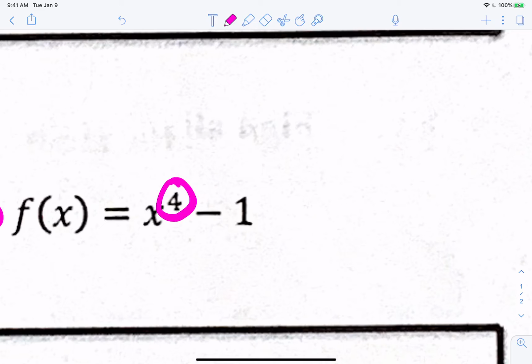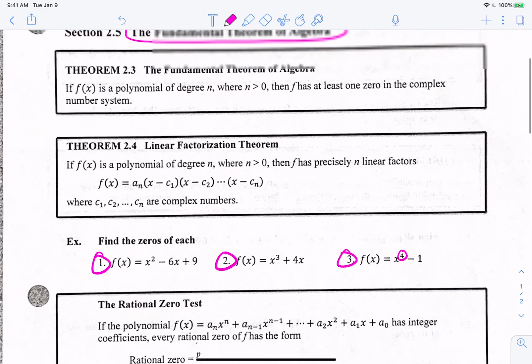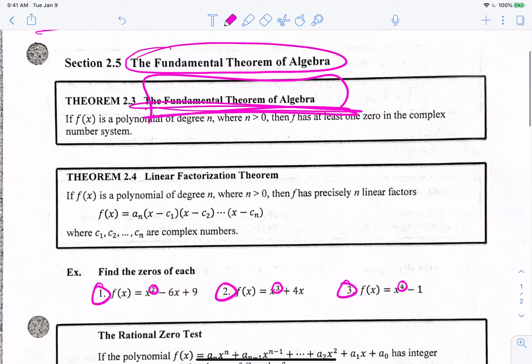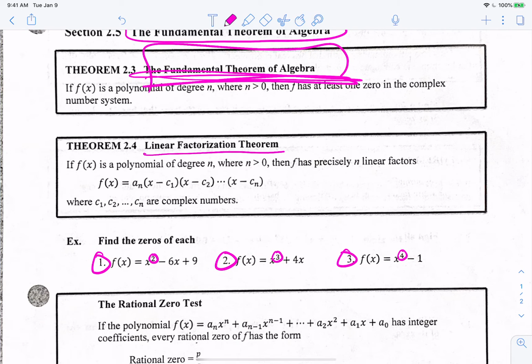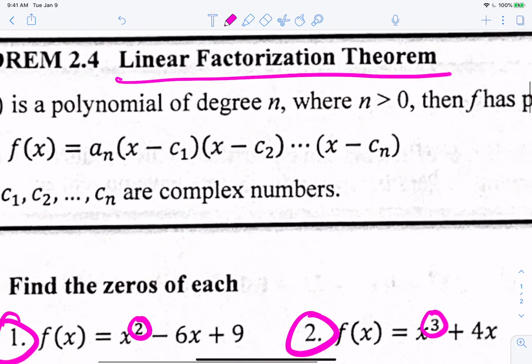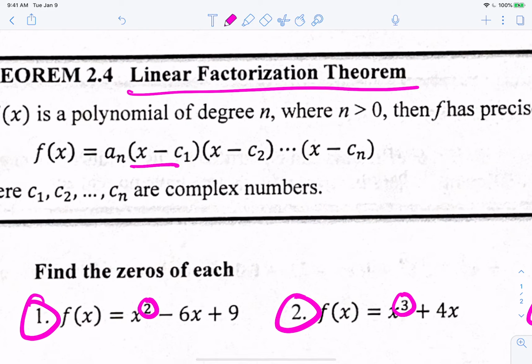Maybe he only crosses 2, maybe he crosses 3, maybe he crosses 1. The maximum he could cross is 4. That is what the fundamental theorem of algebra says: the degree of the polynomial determines how many x-intercepts he could have at maximum. The linear factorization theorem basically says that when I break him down, he will break down into that many factors.